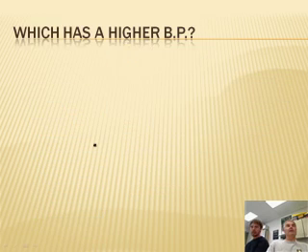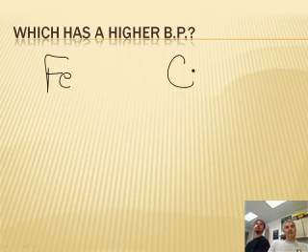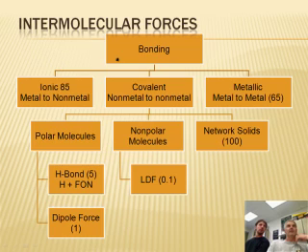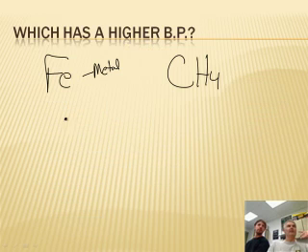All right. Next, let's do iron versus CH4. Iron is a metal. So if I go to bonding and go to metal to metal, that's 65. Done. That's easy. Metals are easy. Iron, 65.